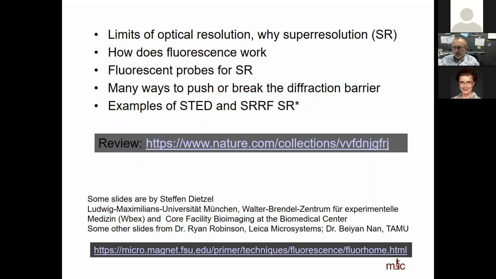A brief outline of what we'll cover. I'll recap some of the limits of optical resolution and why we may want super resolution. How does fluorescence work? And then what are some special properties of fluorescent probes that we would use for super resolution? And then there'll be a long list. There are so many ways to either break the resolution barrier or at least to push it a little further.